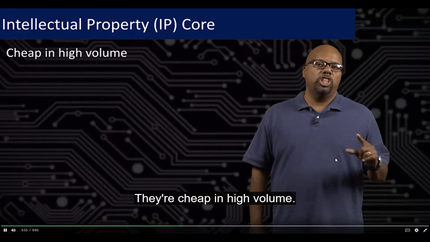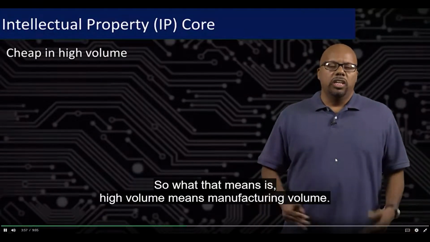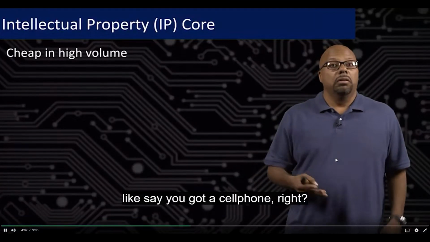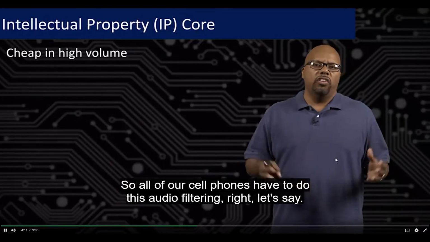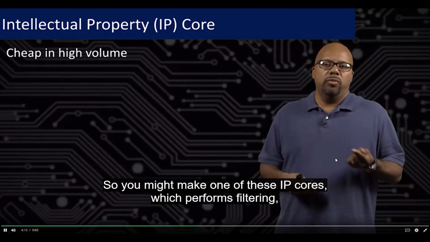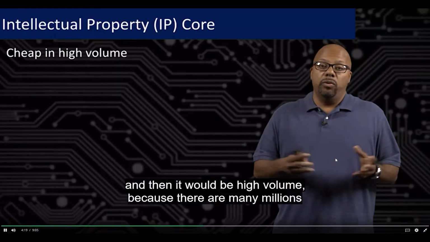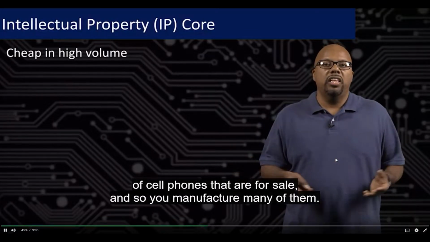These things can be very useful. They're cheap and high volume. High volume means manufacturing volume. If you have some very common task that's performed by a lot of systems, like a cell phone, let's say it's very common to perform some type of audio filtering task. All of our cell phones have to do this audio filtering, right? So you might make one of these IP cores which performs filtering, and it would be high volume because there are many millions of cell phones for sale, and so you manufacture many of them.